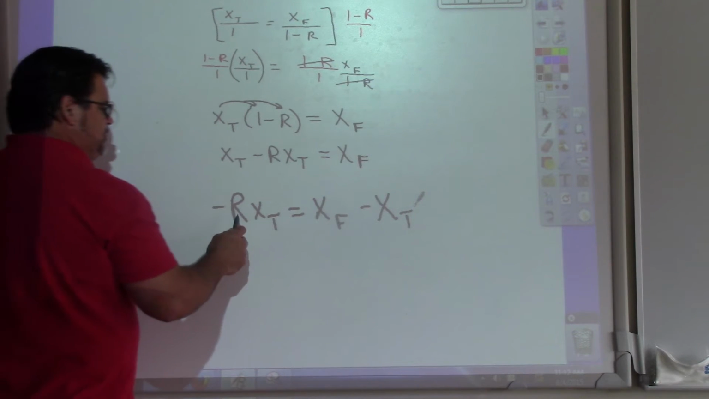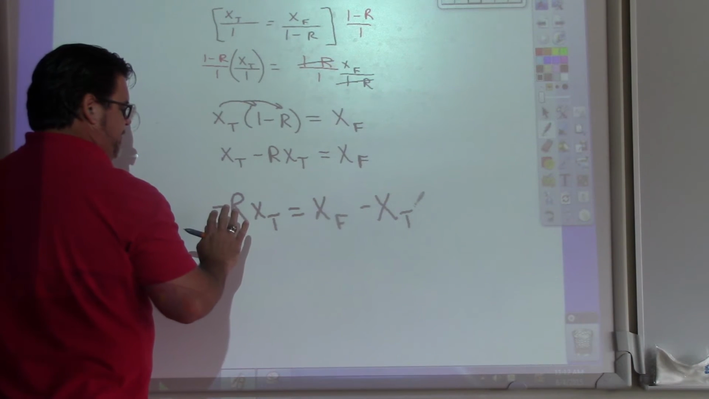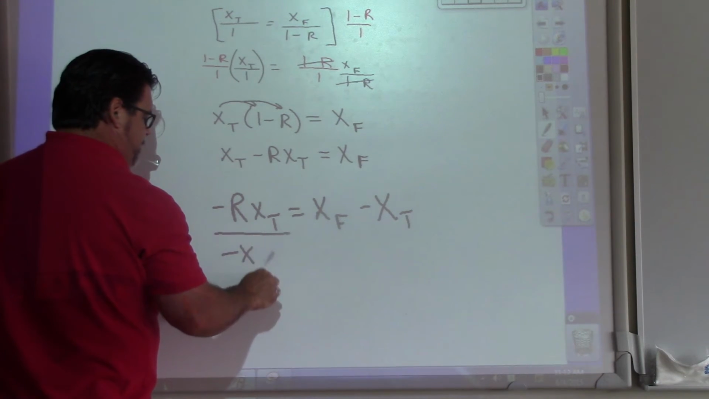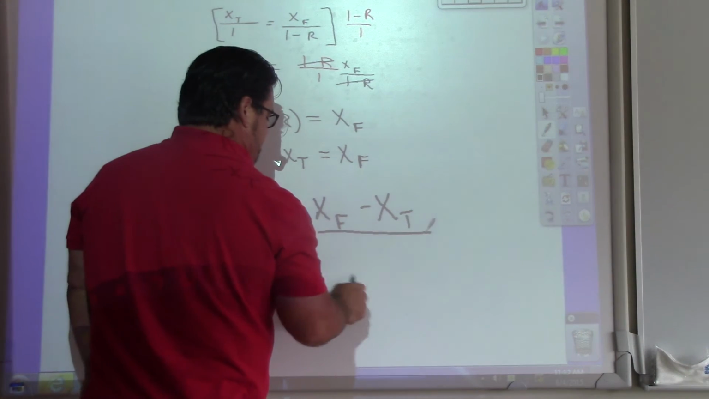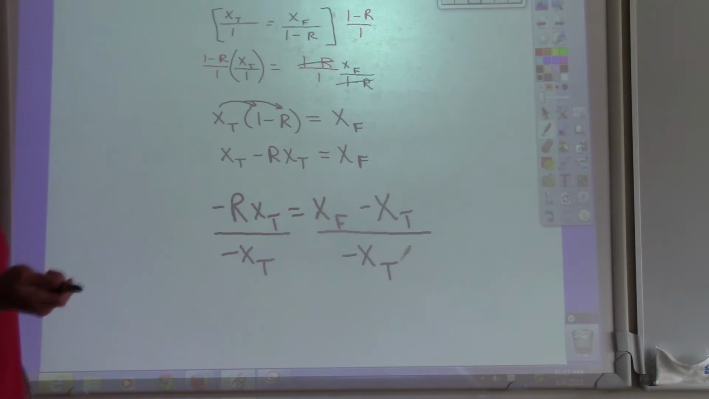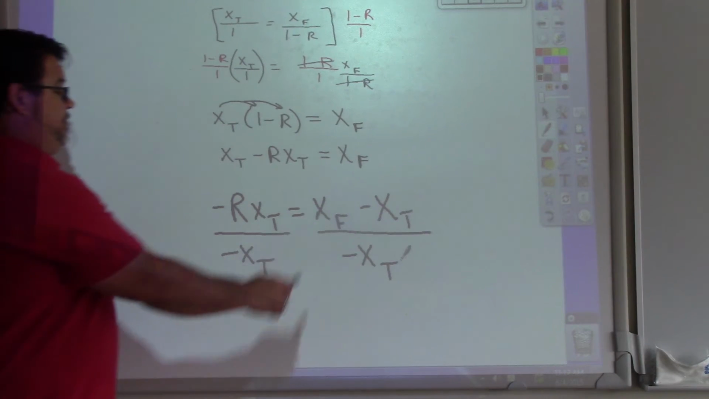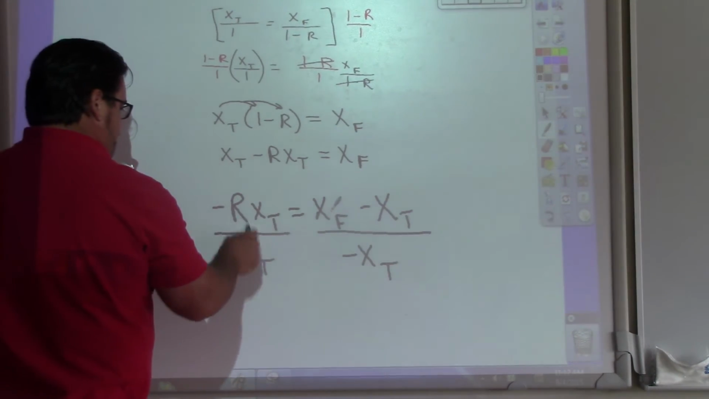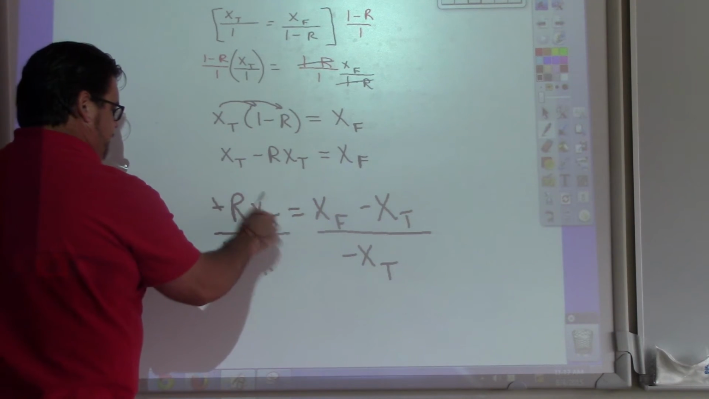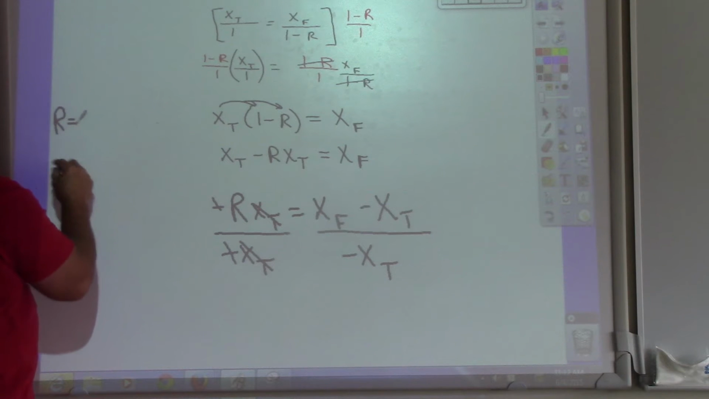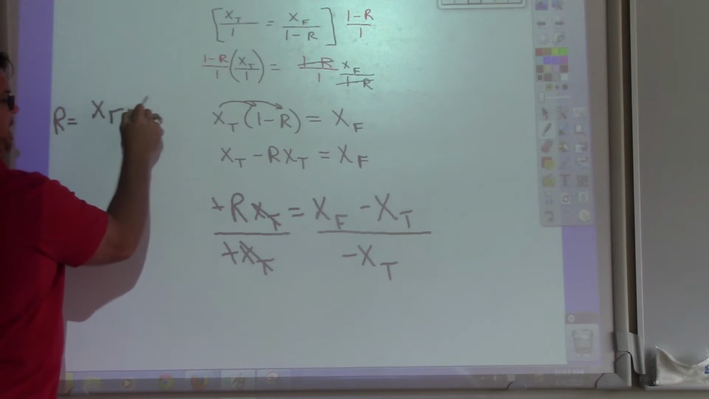R. Big R. But I want it positive. Yeah, so you take the negative x sub t. Good job. Divide by negative x sub t. Now, since they are canceling out when they can, put all of this over the denominator. So, I'm going to do that. That cancels, and you're left with r is equal to x sub f minus x sub t.